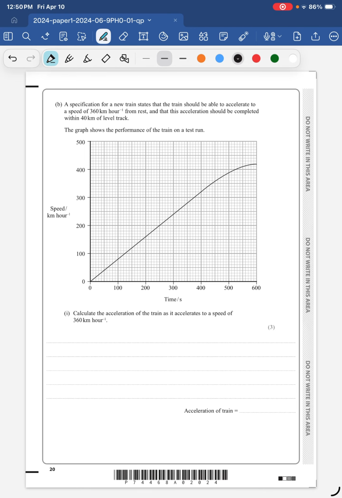So let's move on to question B. A specification for a new train states that the train should be able to accelerate to a speed of 360 kilometers per hour from rest, and that this acceleration should be completed within 40 kilometers of level track. The graph shows the performance of the train on a test run.